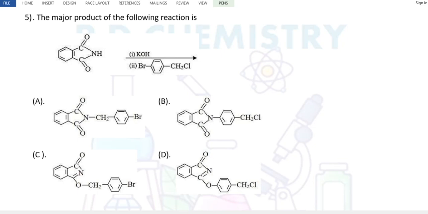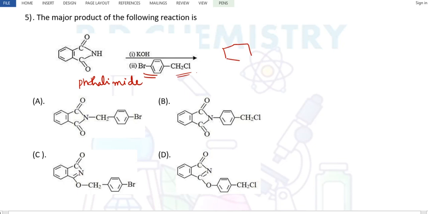Question number 5. The major product of the following reaction. Now see this reactant. This reactant is called phthalimide. Correct? Phthalimide. You have studied this in the Gabriel phthalimide synthesis. KOH is used and there is an alkyl halide group and there is a haloarene group. Correct? Now, let me write down the same phthalimide. We have got C double bond O, C double bond O.